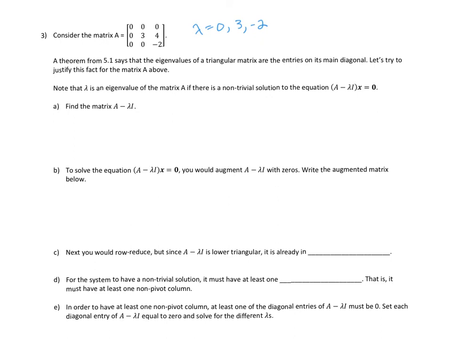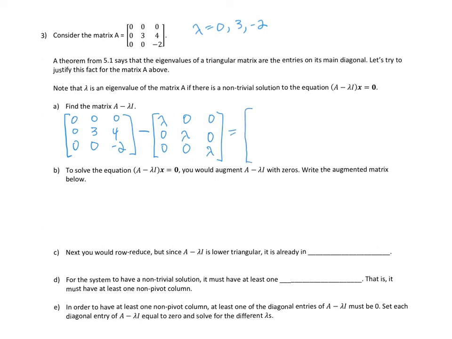Find the matrix A minus lambda I. So A is 0, 0, 0, 0, 3, 0, 0, 4, -2. Lambda times the 3 by 3 identity would be lambda, 0, 0, 0, lambda, 0, and 0, 0, lambda. So when you subtract, we get negative lambda, 3 minus lambda, 4, and -2 minus lambda.